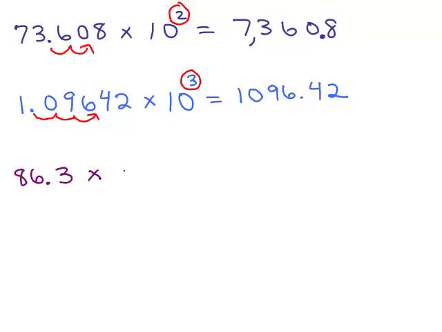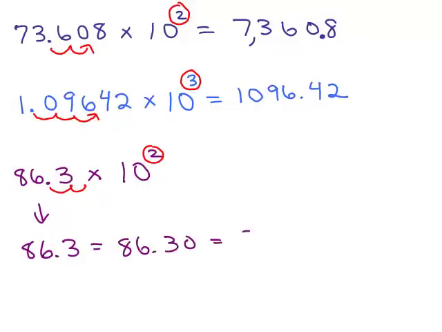86.3 times 10 squared. This is a little bit trickier. It says move it 2 to the right. But you see there's nothing over here. There's only one place you can see. What you have to do is imagine there are zeros that you could write after that. In other words, 86.3 is the same thing as 86.30, is the same thing as 86.300. You could keep adding zeros at the end after the decimal point. So if you want, you could think there's a 0 there, and that's where your decimal point is going to end up, after that 0.